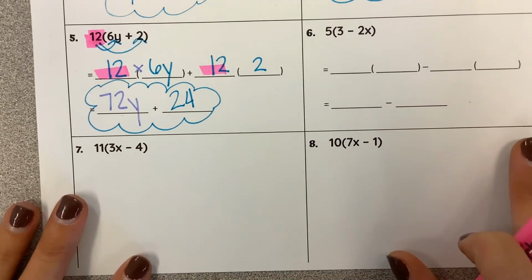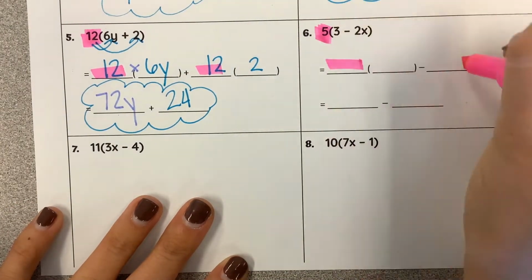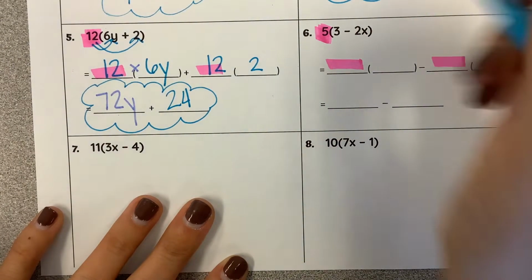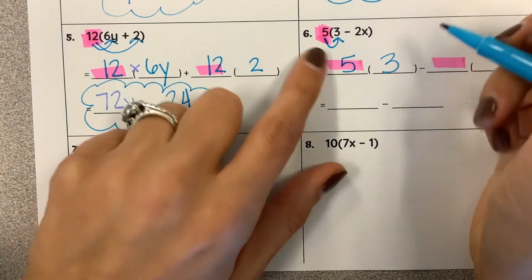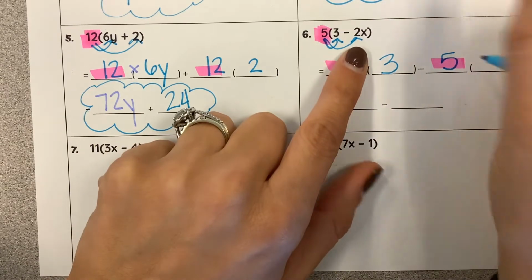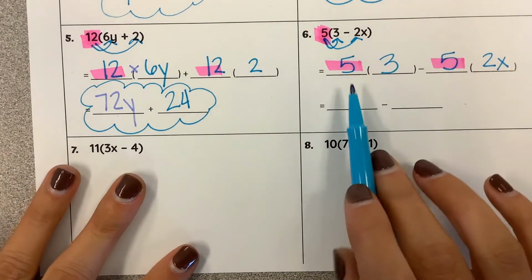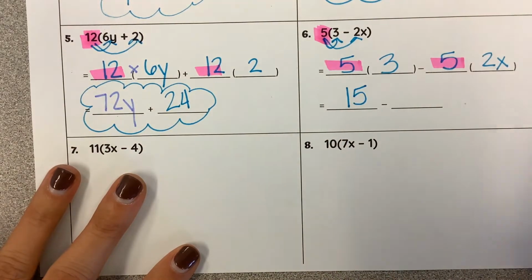Okay, number 6. I'm highlighting my term on the outside that I'm distributing. I'm going to show where I'm distributing it here. We're taking 5, multiplying it by a first term of 3. So 5 times the first term of 3, minus taking our 5 on the outside, multiplying it by the second term, which is 2x. With our numbers here, we're just doing 5 times 3, which is 15.